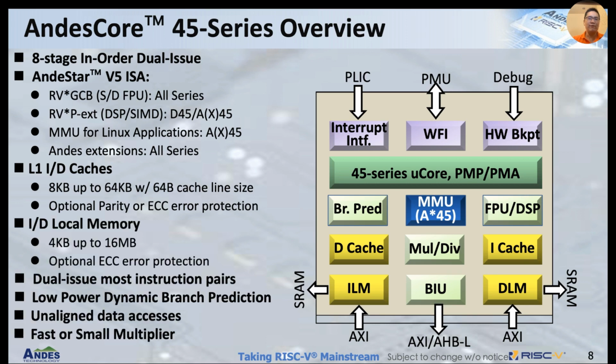They support configurable size level 1 I and D cache, with optional parity and ECC error protection, and also support configurable size I and D local memory, also with optional ECC error protection. It can dual issue most instruction pairs, and it supports low power dynamic branch prediction and also unaligned data accesses. And you can configure either a 2-cycle fast multiplier, or opt for a smaller but slower multiplier to make that trade-off.